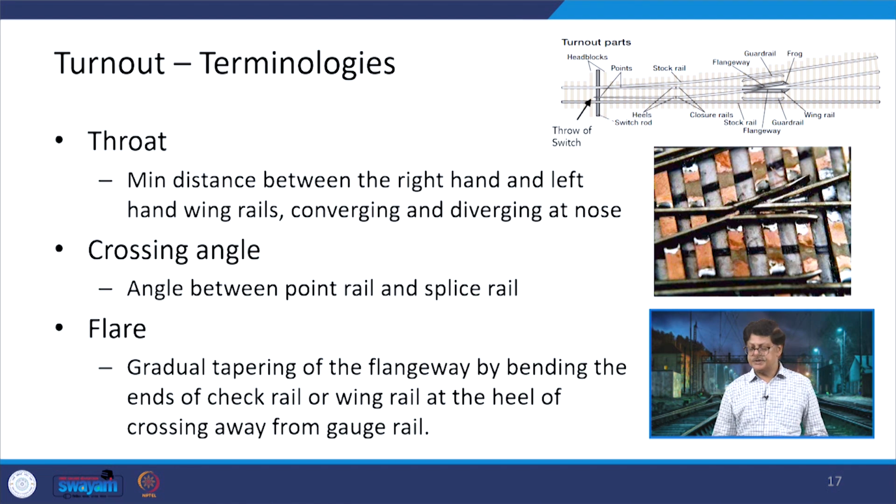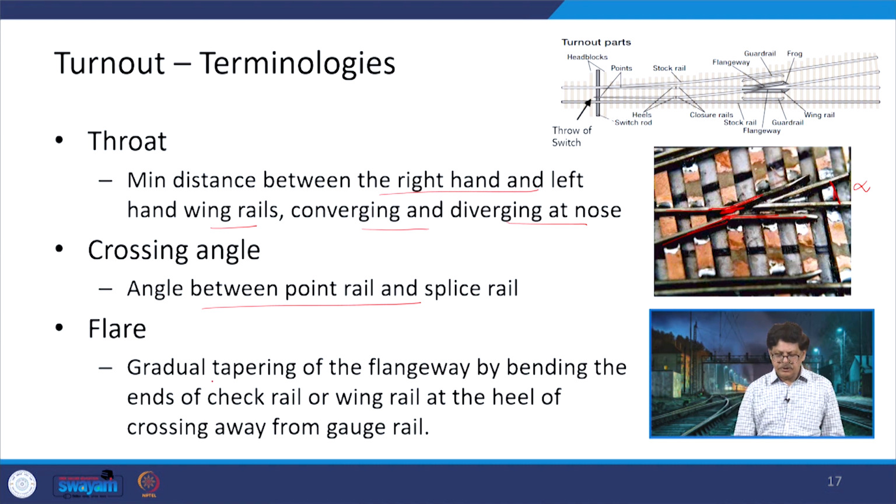Now, throat is there. What is this throat? There is a gap between the two wing rails. This gap is being provided here, and that is what is a throat. So, there is a minimum distance between the right hand and the left hand wing rails converging and diverging at the nose. They converge here and then again diverge. At this point where they converge and diverge, whatever the gap is, that is the throat. Crossing angle: this is the angle between the point rail and the splice rail, that means this angle which we are talking about here is the crossing angle.